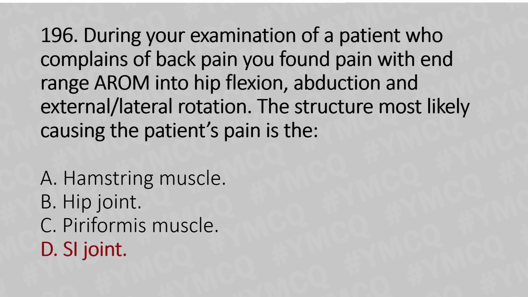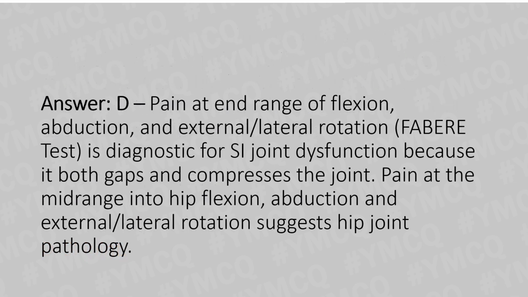Option D. Sacroiliac joint. Explanation to this answer is pain at end range of flexion, abduction, and external, lateral rotation. FABERE's test is diagnostic for sacroiliac joint dysfunction because it both gaps and compresses the joint. Pain at the midrange into hip flexion, abduction and external, lateral rotation suggests hip joint pathology.